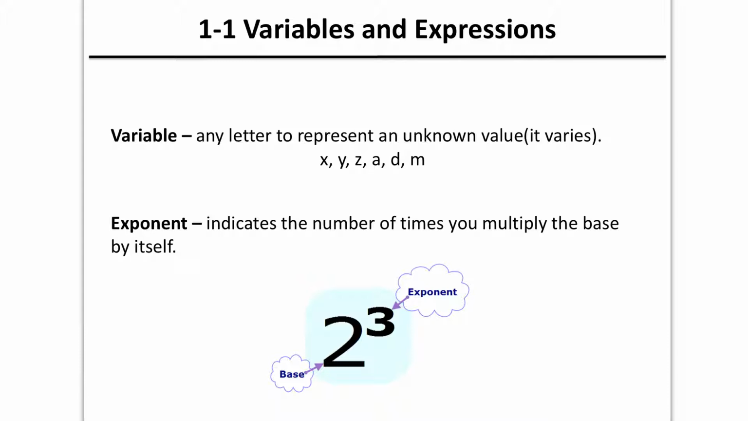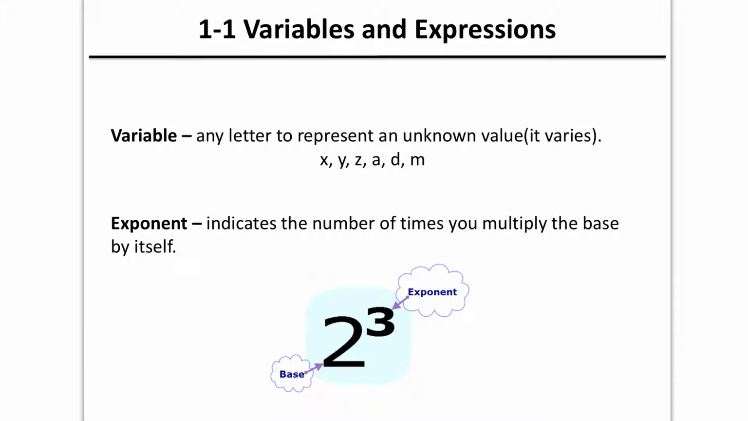So some letters to represent a variable are X, Y, Z, A, D, M. Any letter in the alphabet, you can use it as a variable. The most common ones in algebra are X, Y, and Z. So you guys heard those before. So that is a variable. Now, we are going to use variables to represent an unknown number. So that's going to be our job, to find those numbers and also to represent an expression.